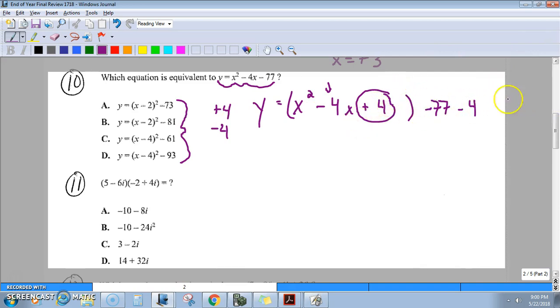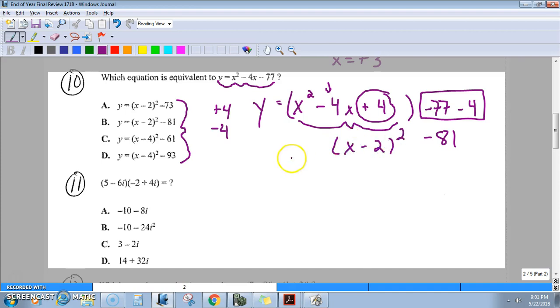And this way, if I'm adding 4 and I'm subtracting 4 on the same side, I'm technically not making any change. Zero is happening, right? Positive 4 and negative 4 together is 0. So negative 77 minus 4 would be negative 81 on the outside. And then this factors into x minus 2 squared. So that's how you do it the long way. And it looks like that answer is going to be B.